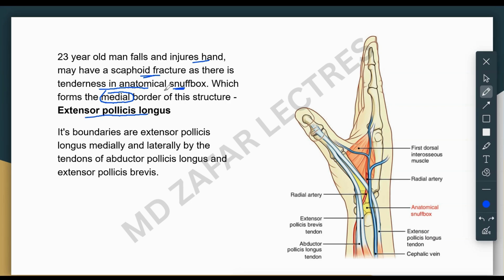The anatomical snuff box is bounded medially, or on the ulnar side, by the extensor pollicis longus, that is this tendon, and then laterally, or radially, by the abductor pollicis longus and extensor pollicis brevis. So these two tendons are present on the lateral or radial end, whereas this single tendon, the extensor pollicis longus, is present on the medial or ulnar end. So if they give you the ulnar boundary of the anatomical snuff box, it will again be extensor pollicis longus, but if they give you the lateral or radial border, then the answer could be one of these, the abductor pollicis longus or extensor pollicis brevis.